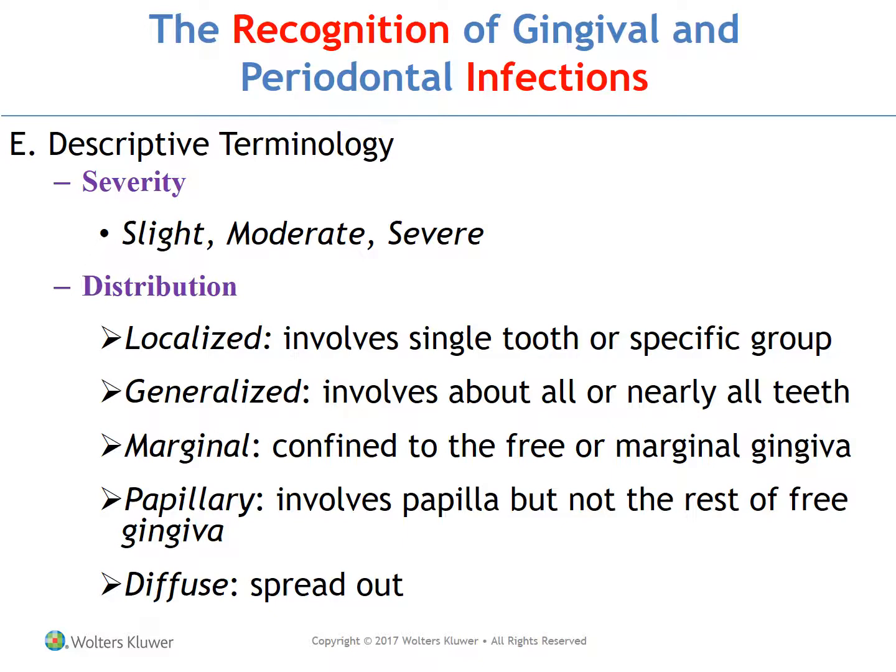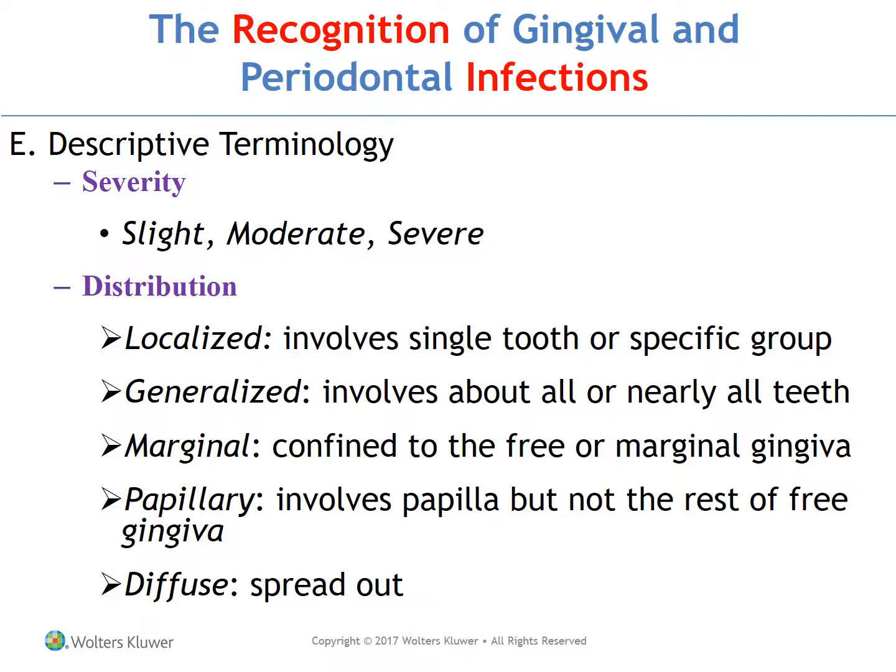The recognition of gingival and periodontal infections, descriptive terminology. So severity is going to be slight, moderate, or severe. And then we're going to say, is it localized, involving a single tooth or a specific group of teeth, or is it generalized, where it's involving almost all of the teeth?